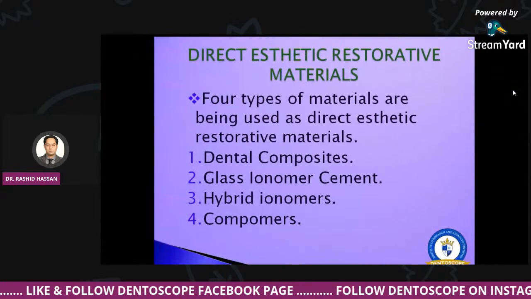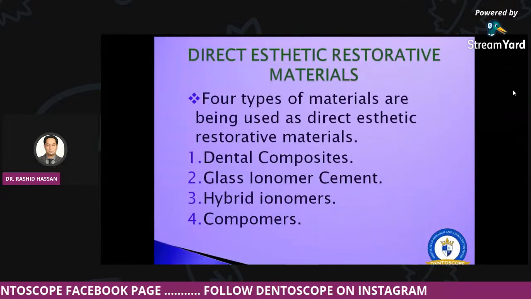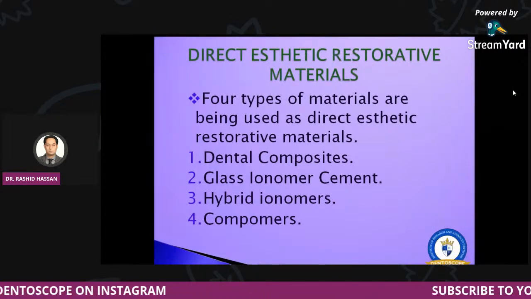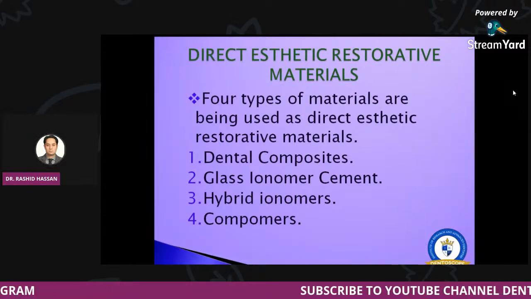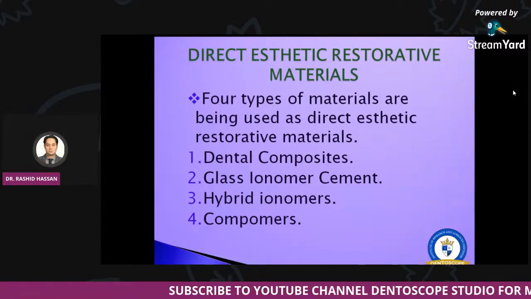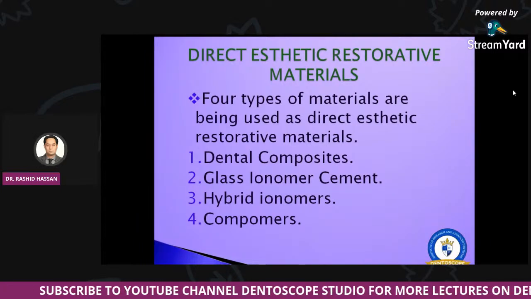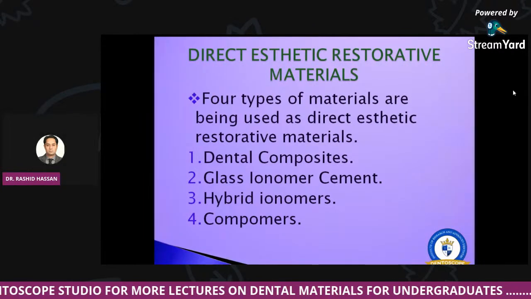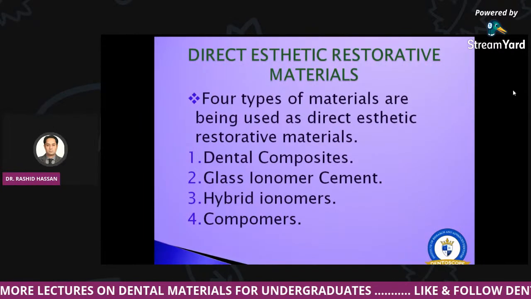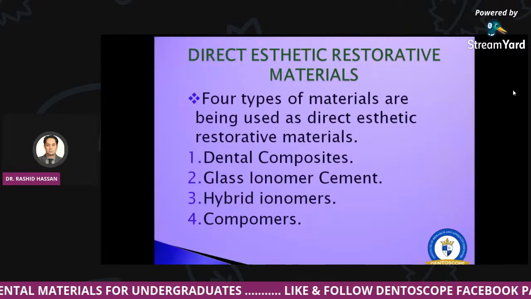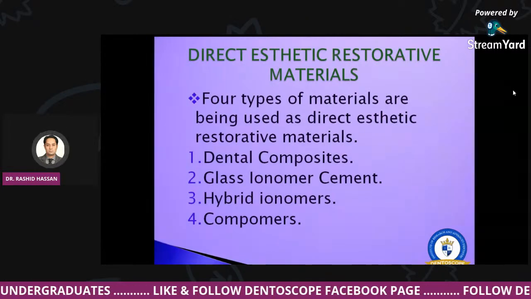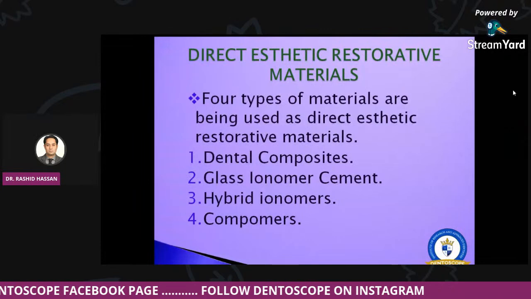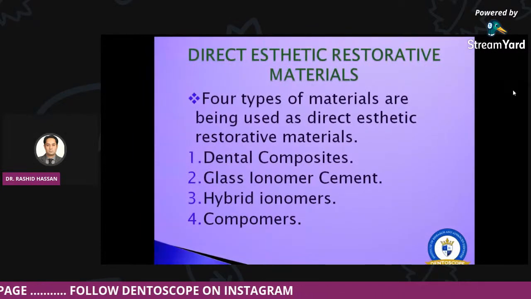So there are four types of materials which can be classified as direct aesthetic restorative materials: dental composites, glass ionomer cement, hybrid ionomers, which is a modification of GIC, glass ionomer cement, and then compomers, which is basically a combination of dental composites and the glass ionomer cement. So these are the four direct aesthetic restorative materials which can be used to fabricate the aesthetic restoration into the patient's mouth directly. And today we are going to talk about the dental composites.